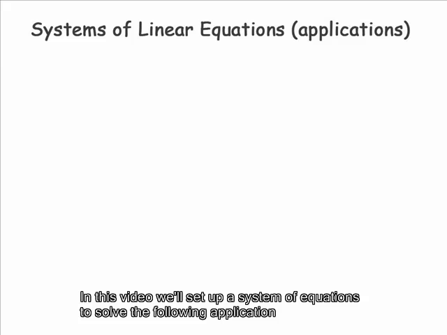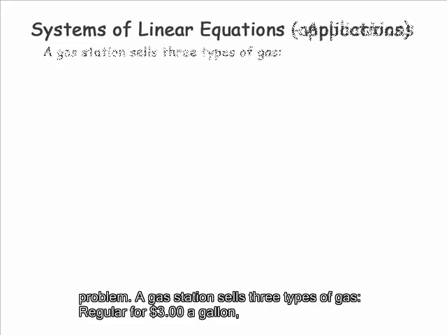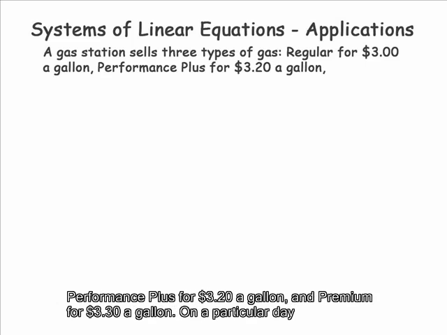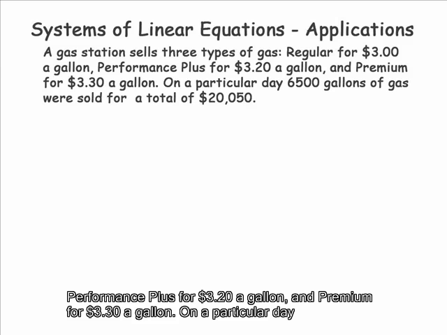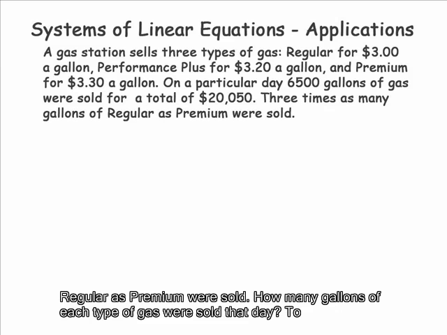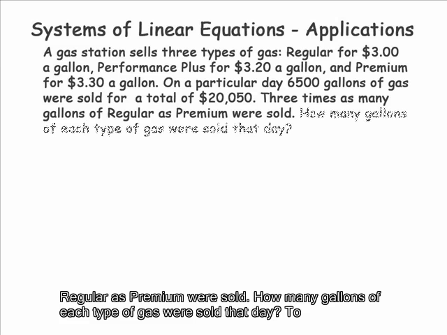In this video, we'll set up a system of equations to solve the following application problem. A gas station sells three types of gas: regular for $3 a gallon, Performance Plus for $3.20 a gallon, and Premium for $3.30 a gallon. On a particular day, 6,500 gallons of gas were sold for a total of $20,050. 3 times as many gallons of regular as premium were sold. How many gallons of each type of gas were sold that day?